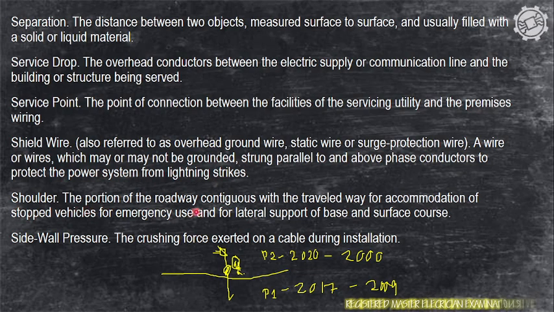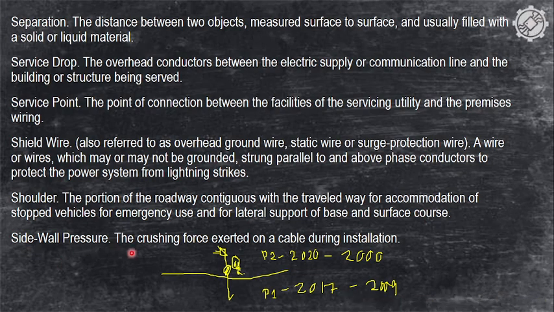Shoulder. Now, the portion of the roadway contiguous with a traveled way for accommodating stopped vehicles for emergency use and for lateral support of base and surface course. So those are the parts of the highway where, in case there is an emergency, you can park there. It is slightly raised from the highway.